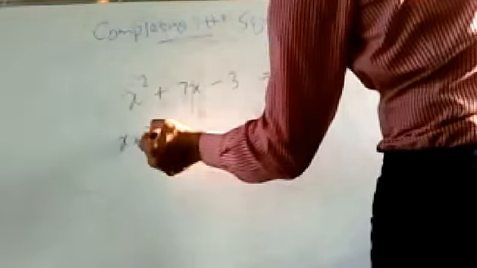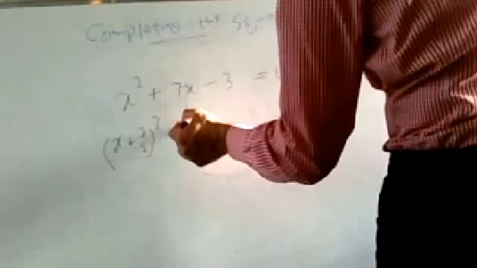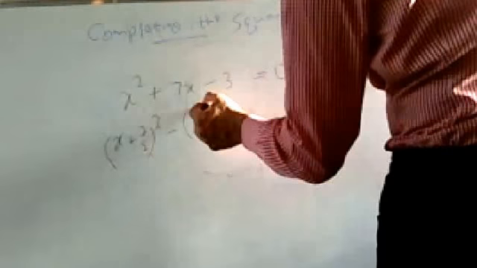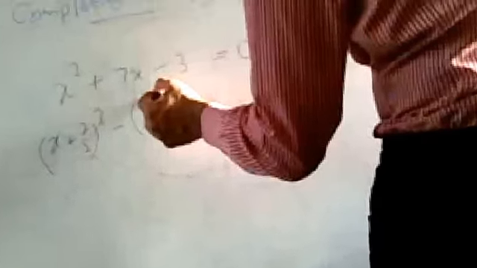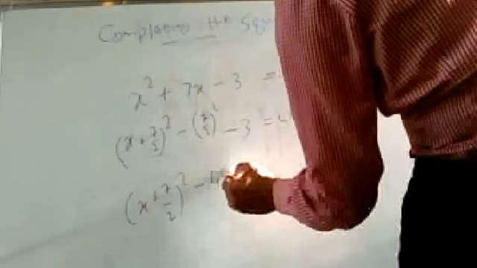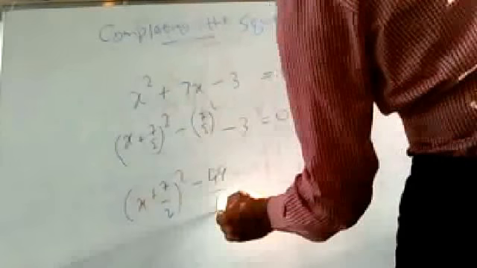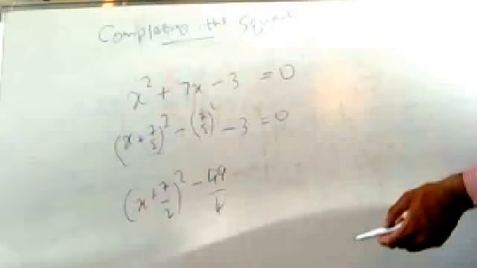Let's do x squared plus 7x minus 3 equal to 0. Okay, so now let's complete the square. So this becomes x plus half of 7, which is 7 over 2, squared, minus 7 over 2 squared. Don't worry about what it is at the moment, just write it like that. And then the minus 3 equal to 0. Then x plus 7 over 2 squared minus 49 over 4, because 7 squared is 49, 2 squared is 4. Okay, and then the minus 3.